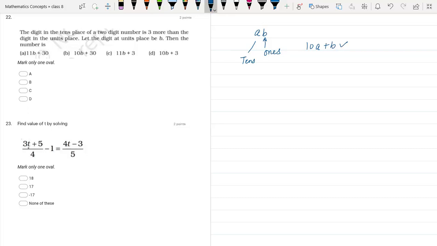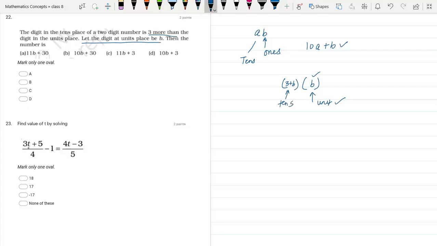So let's see what is the relation given to us. They are saying there is a 2-digit number. Let's take these brackets for the 2 digits. In the next statement they are saying let the digit at unit place be B. Then they are saying the digit in tens place is 3 more than the digit at unit place. So if the digit at unit place is B, we have to add 3 to it. So 3 plus B is the digit at tens place.